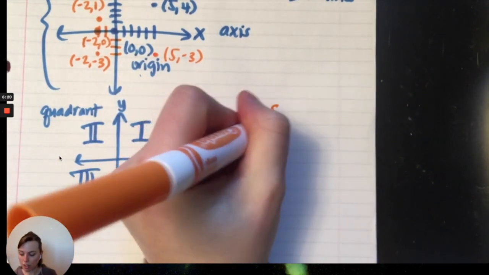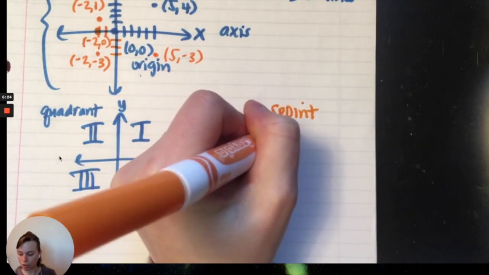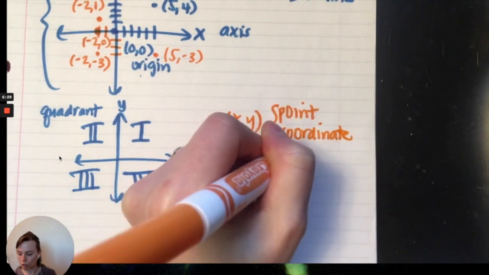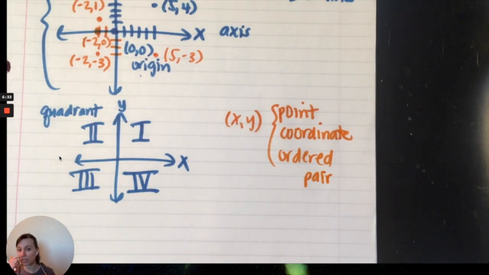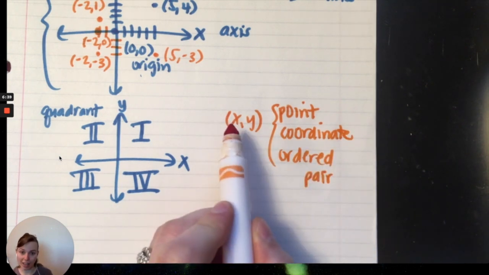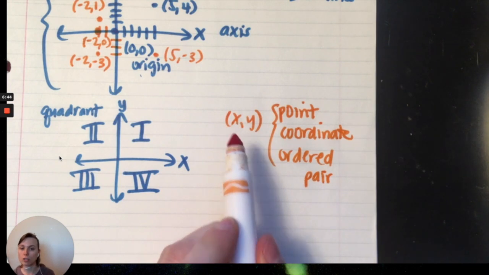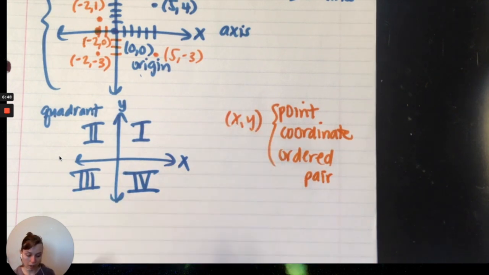A name for this could be point, coordinate, or ordered pair. All three of these terms mean the exact same thing. So for a point, it's a whole thing. Coordinate also tends to point to exactly the x-coordinate or the y-coordinate. So the whole thing is a coordinate, but you could break it down to just the x part and the y part, the x-coordinate and the y-coordinate. And yeah, we're good to go.